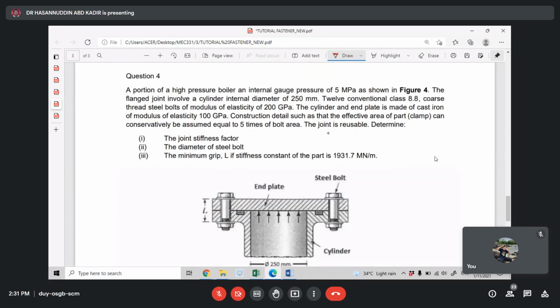So they give you a portion of a high pressure boiler. So this one they give you the pressure inside here. Okay, ada pressure bahagian sini. So they give you the value of diameter, bahagian diameter sini 250 mm. So you must remember that if they give you in terms of pressure, this one 5 MPa. So please remember what formula we have here.